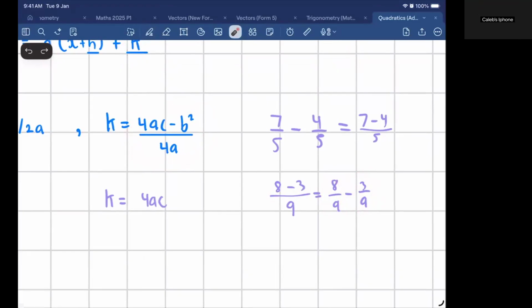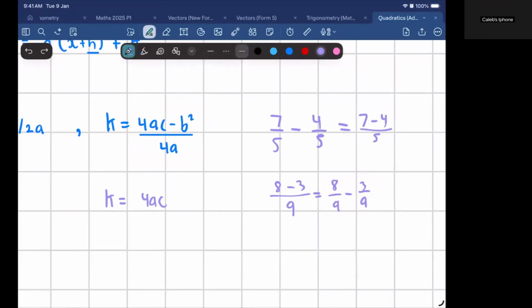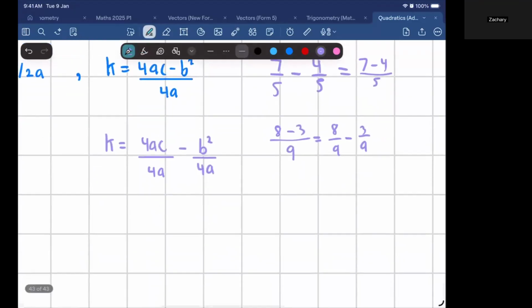4AC. Say it a little louder, I'm struggling to hear. 4AC over 4A. Right? 4AC over 4A, take away B squared over 4A. Right. Zachary, do you think you could see where we're going with this? Yes, sir. Okay, so Zachary, what would be the last line then?